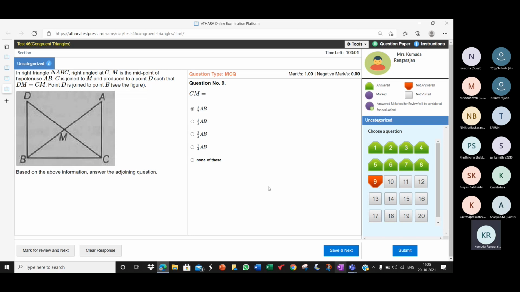You can write half of a line segment only when you know its midpoint. And we know that here M is the midpoint of DC. It's not given like that, but it's given that DM is equal to CM. So half of DC is CM, which is equal to half AB.